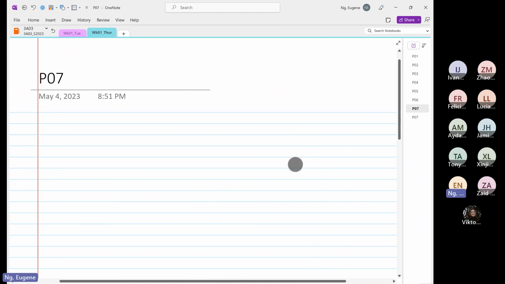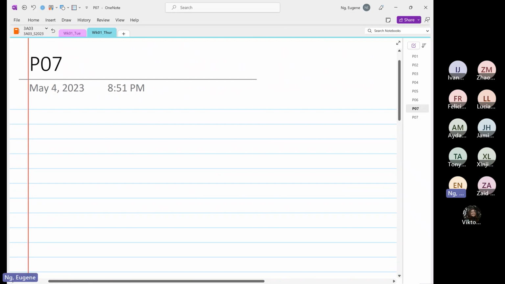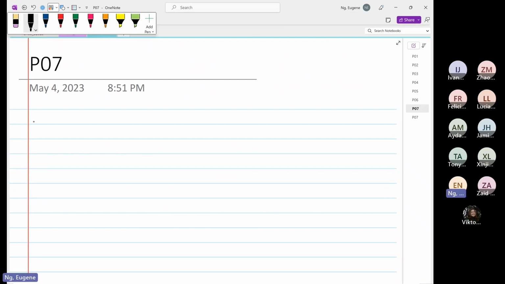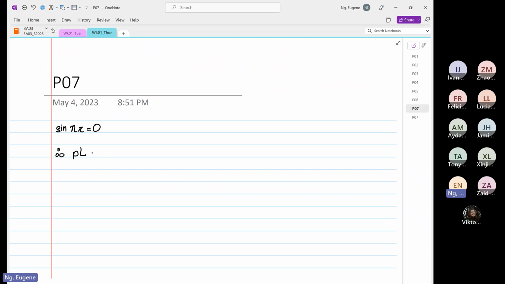Right. So from here, we know that sine n pi is equal to 0, right? Therefore, small p big L is equal to small n pi. So from here, we know that small p is equal to n pi over L.